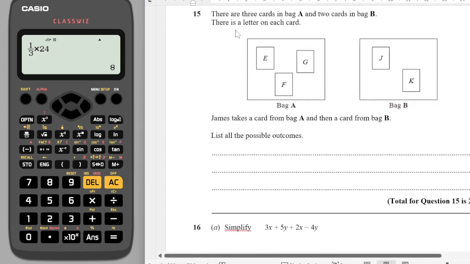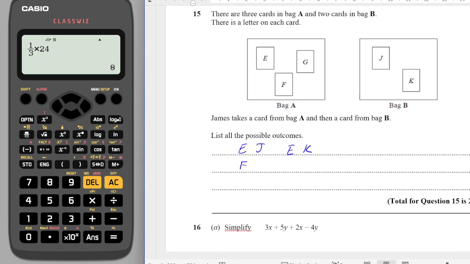Okay, question 15. There are 3 cards in bag A and 2 cards in bag B. Each has a letter on them. James takes a card from bag A, then a card from bag B. List all the possible outcomes. 2-mark listing question again. So we could have had an E followed by a J, and an E followed by a K. Then we could have had an F and a J, and an F and a K. And then we could have had a G and a J, and a G and a K.